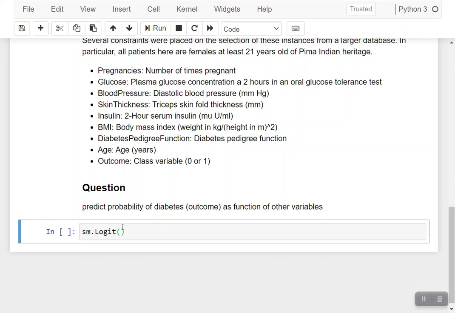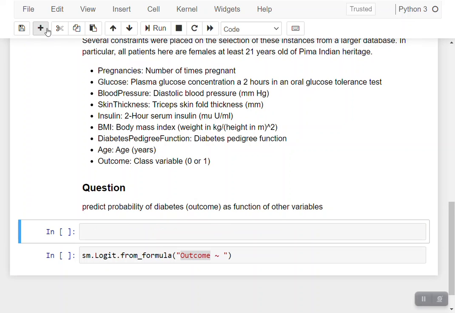What I'm going to do next is to use the from_formula function. And then in this function, I'm going to try to predict outcome as a linear combination of the other variables. The only trick here is that I'm not predicting outcome, I'm predicting probability of outcome. And that's because I am using this logit function under the hood to convert the actual value from a linear value to a probabilistic value.